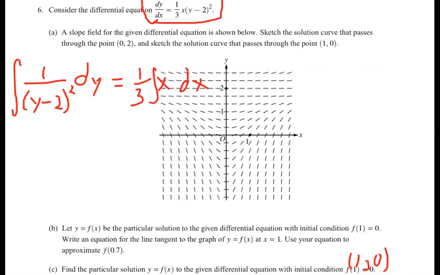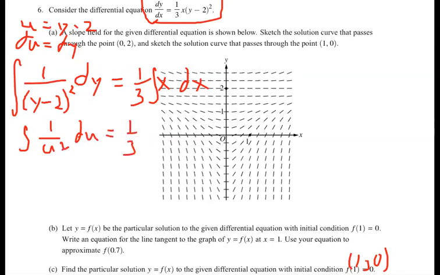So we are going to want to let u equal y minus 2. So du is going to equal dy. So when I do this integral over here, I get 1 over u squared du. And then over here, I'm going to have 1/3, and I'm going to have x squared over 2 plus some c.